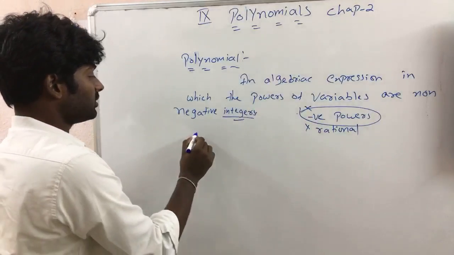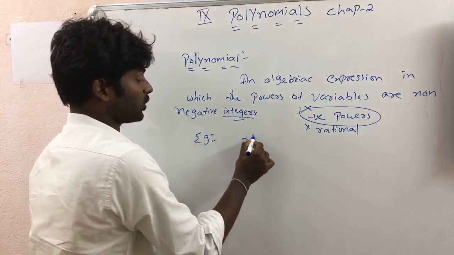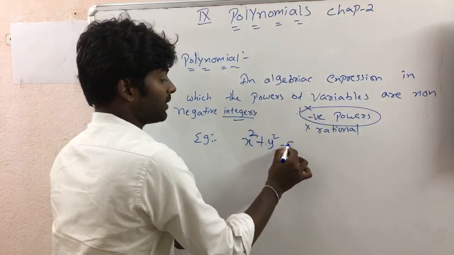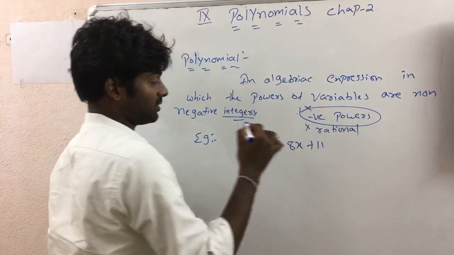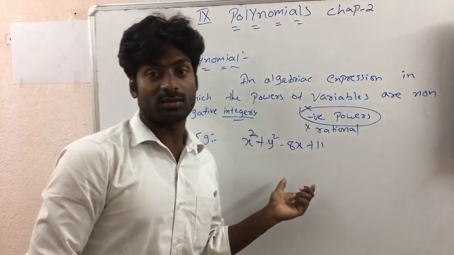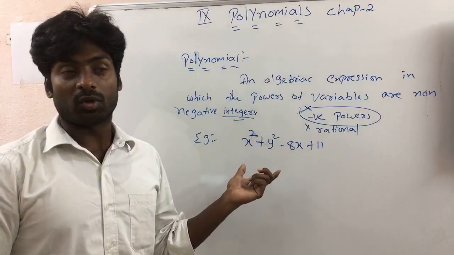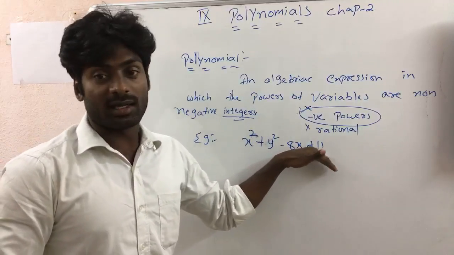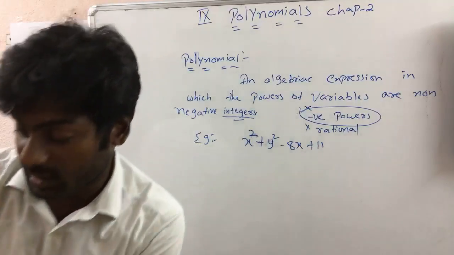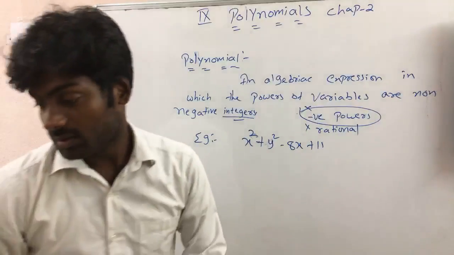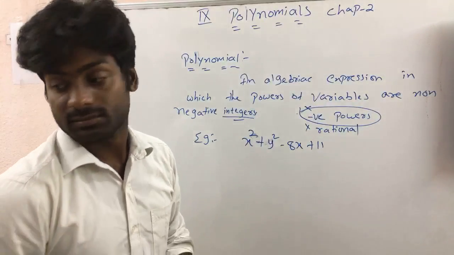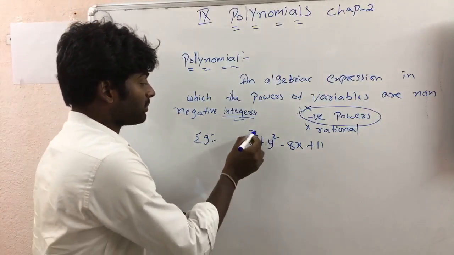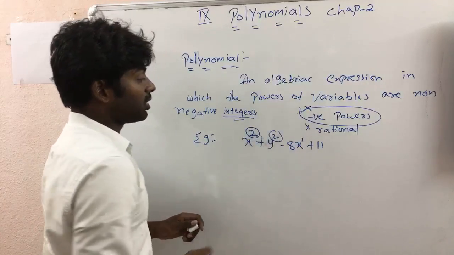For example, if I write x square plus y square minus 8x plus 11, is this a polynomial or not? You can type yes or no in the chat box. I have given an example here: x square plus y square minus 8x plus 11. Yes, see, here the powers are non-negative.